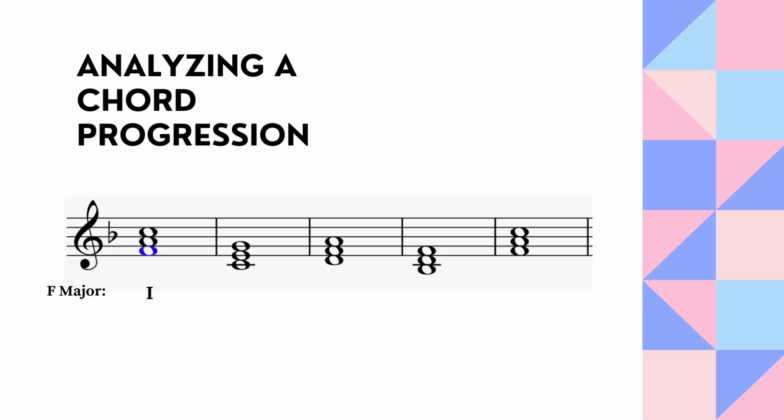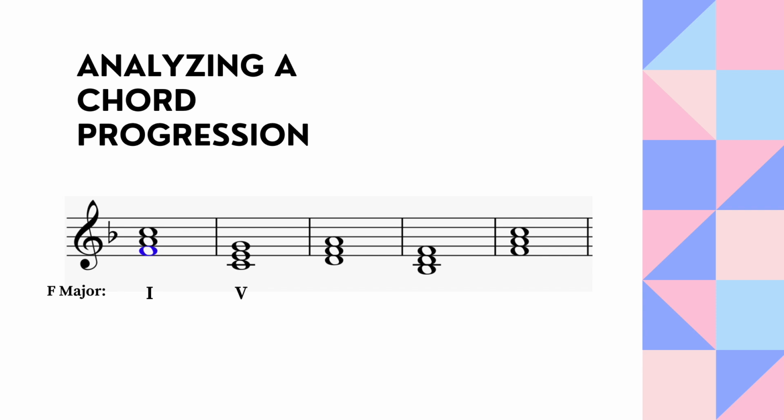The next triad is built on scale degree 5 in F major. As we mentioned before, all diatonic triads in a major key starting on scale degree 1, 4, and 5 will be major, so we can label this C major chord with an uppercase Roman numeral 5.